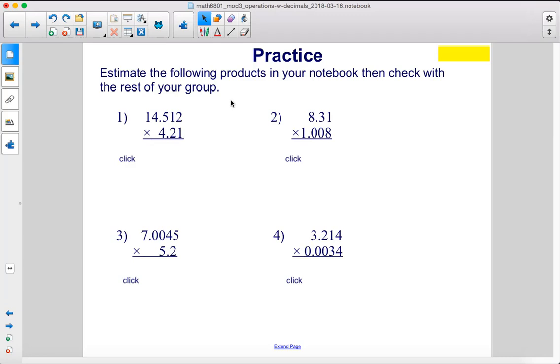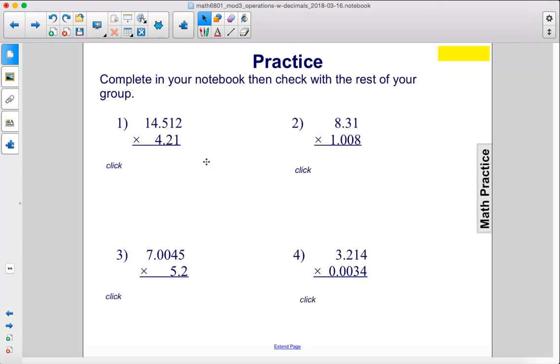Estimate the following products in your notebook, then check with the rest of your group. Alright, so 14.512 times 4.21. We can round this up to 15, round that down to 4, and we have an estimate of 60. Here, we can round this down to 8 and that down to 1, and we have an estimate of 8. Here, we'll round that to 7, we'll round this to 5, so we get 35 as our estimate. And here we'll have 3 times a small number, so some number that's smaller than 3.214. Complete in your notebook, then check with the rest of your group.